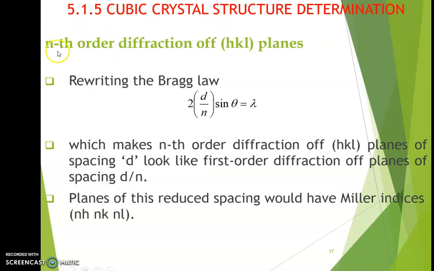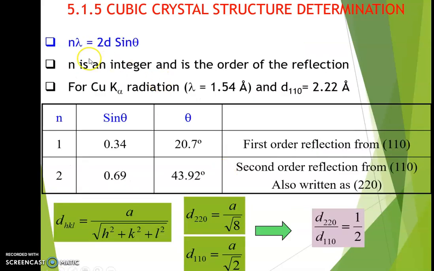Cubic crystal structure determination: nth order diffraction of the HKL plane. Rewriting Bragg's law, 2d sin theta equals n lambda now becomes 2d over n sin theta equals lambda, which makes the nth order diffraction of the HKL plane of spacing d look like first order diffraction of a plane of spacing d over n. Planes of this reduced spacing would have Miller indices nh, nk, and nl. n is an integer and the order of the reflection.